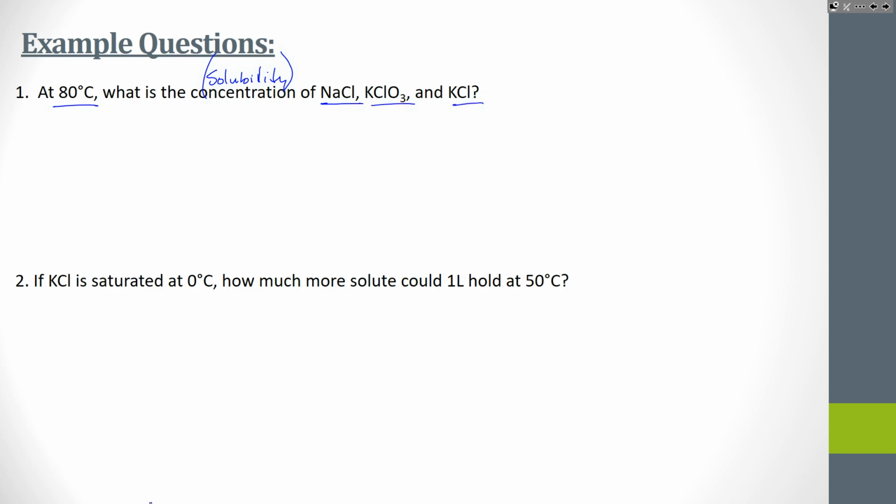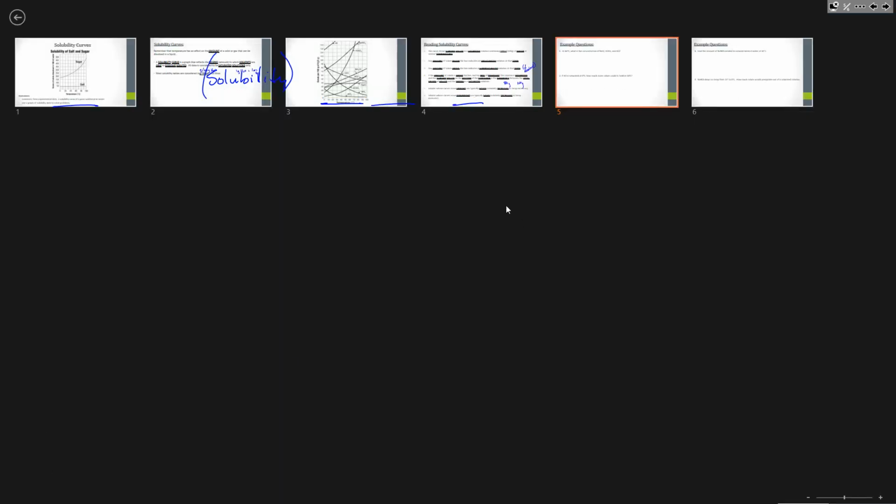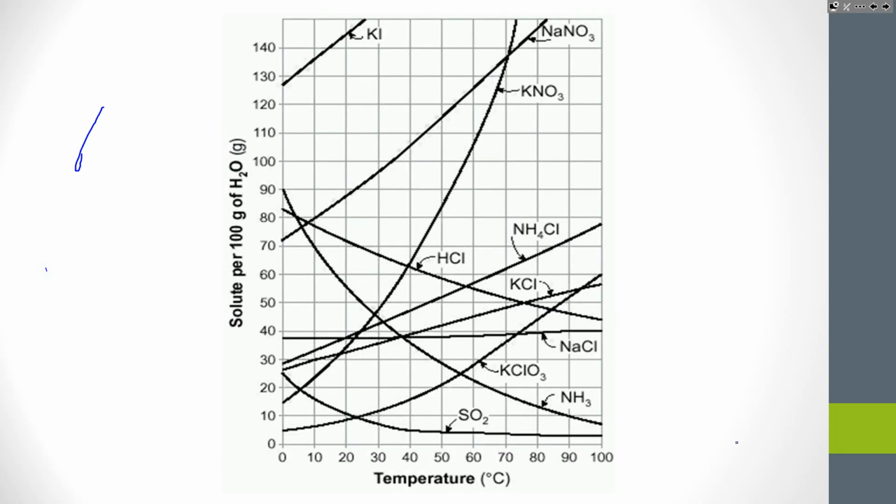So I'm going to flip back to my graph, and we're going to look at those three compounds at 80 degrees Celsius. So here's 80 degrees Celsius. We'll start with NaCl. So if I go up to NaCl at 80, I'm looking at just under 40, just under 40 grams per 100 grams of water. So maybe I'll just write 39 grams per 100 grams of H2O. I'm just going to write that there for now.